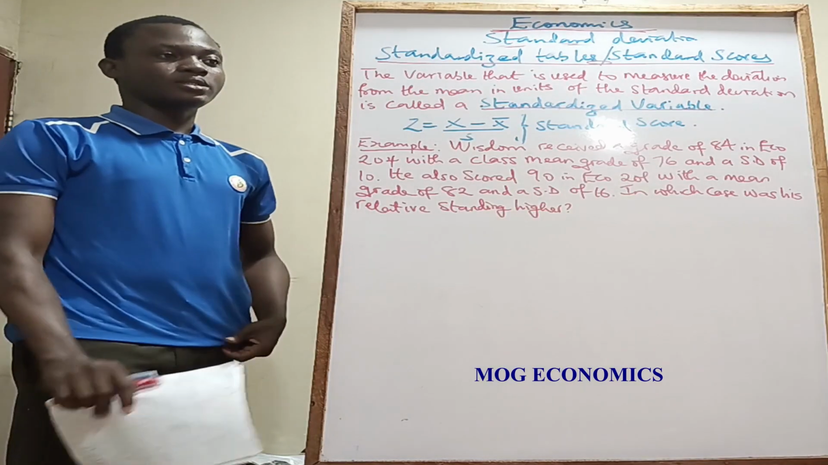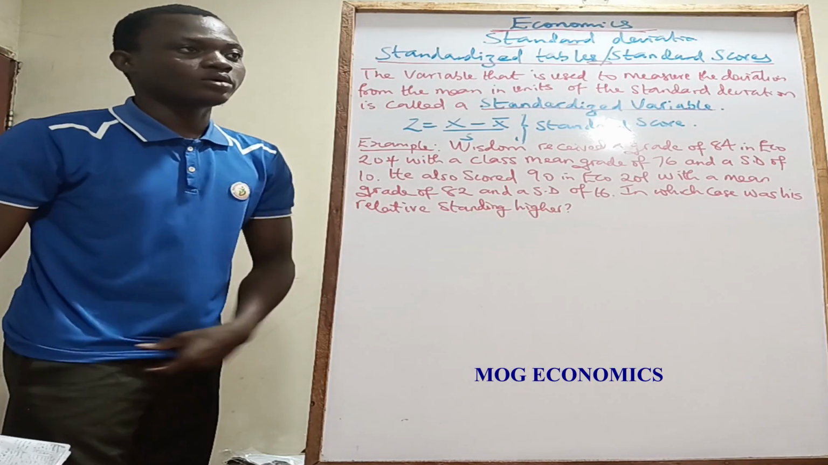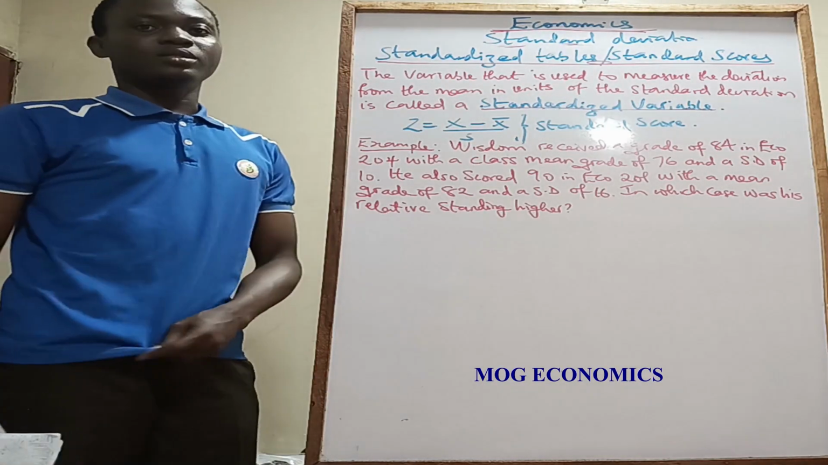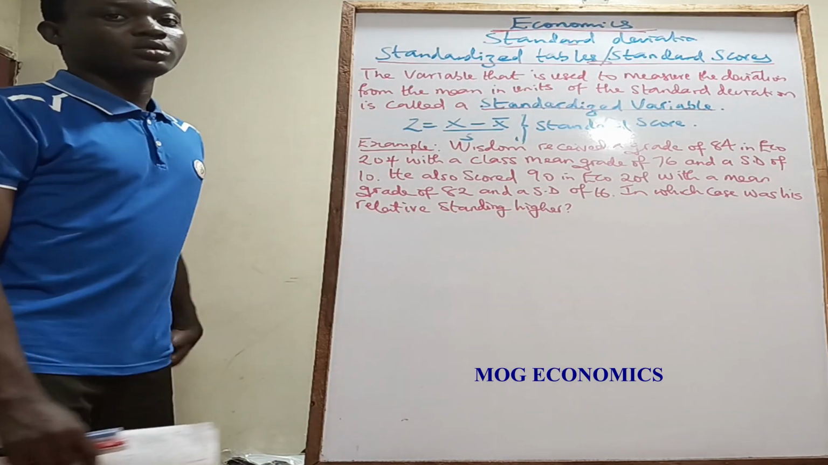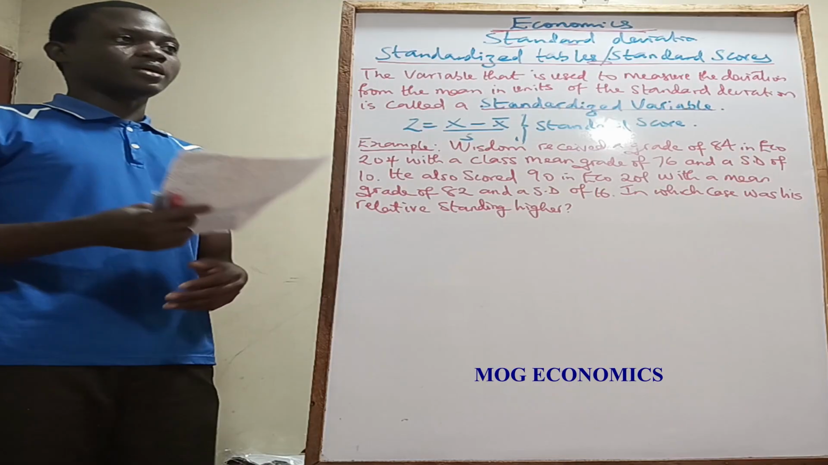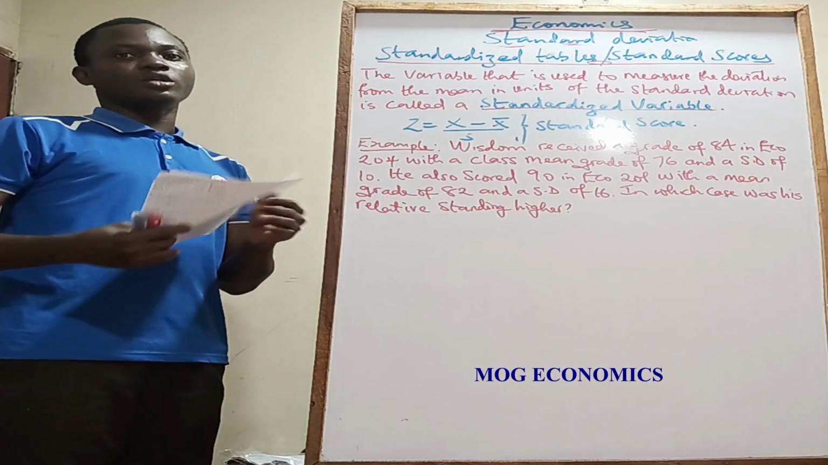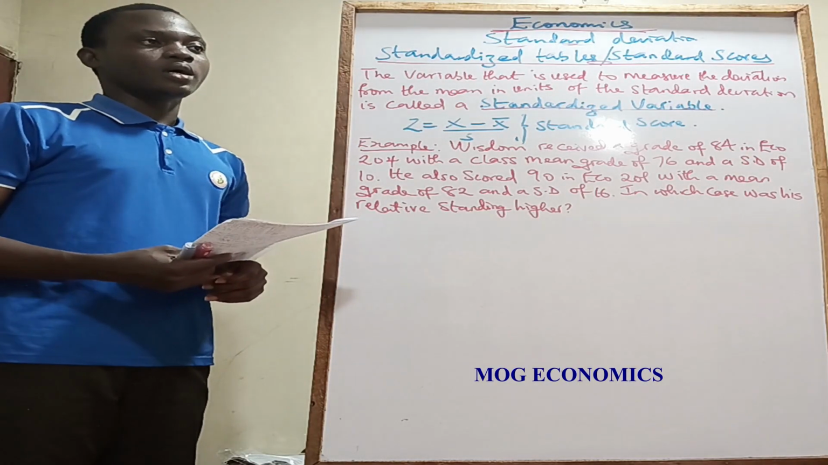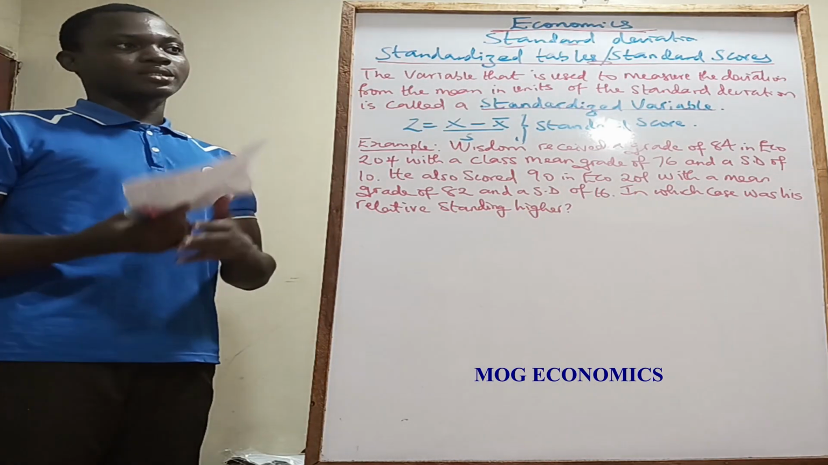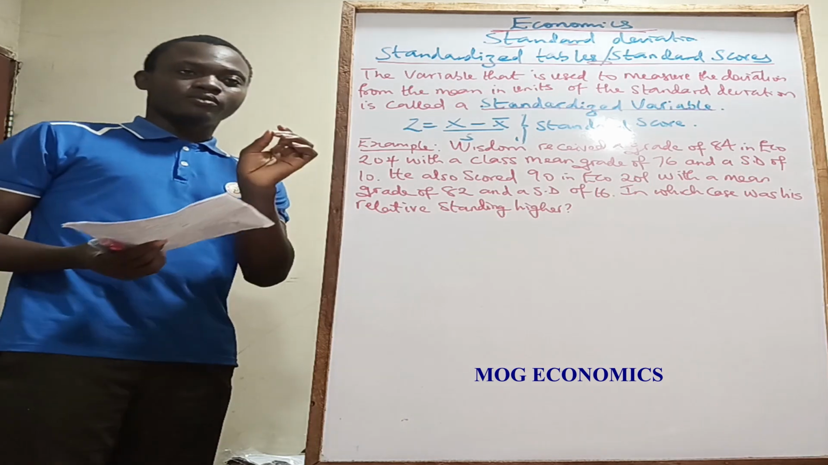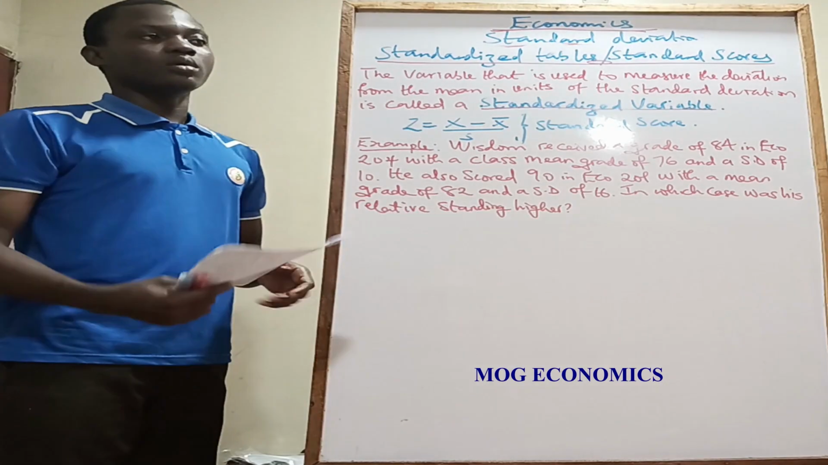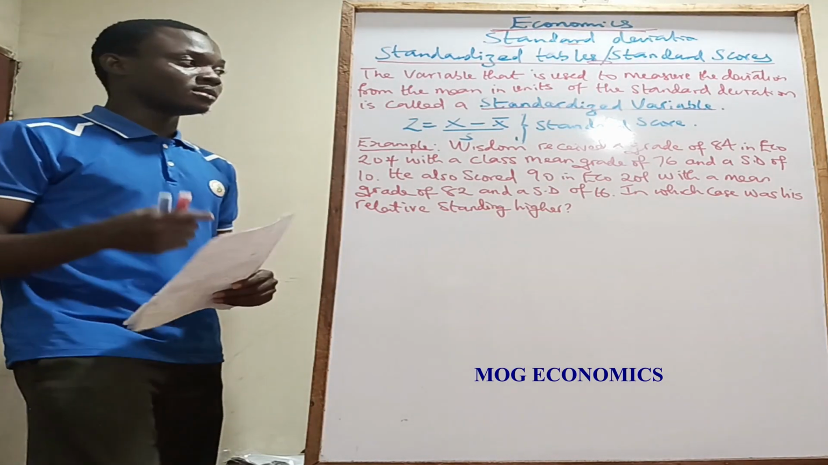So, standardized variables and standardized scores. The variable that is used to measure the deviation from the mean in units of the standard deviation is known as a standardized variable. So you have a value, but you are trying to measure it in relation to the standard deviation of a given data set. That gives you a standardized variable.